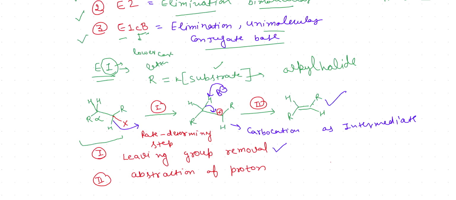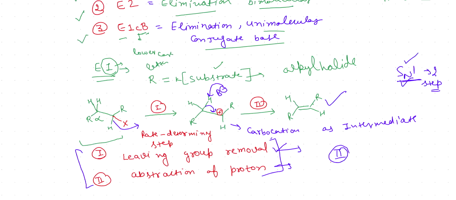So we have to remember these points. First is removal of the leaving group, another is abstraction of the proton. It is a two-step mechanism. Similarly, like SN1, which is also a two-step mechanism. In this, there is also formation of a carbocation, but remember that SN1 is nucleophilic substitution. Here we are doing elimination.